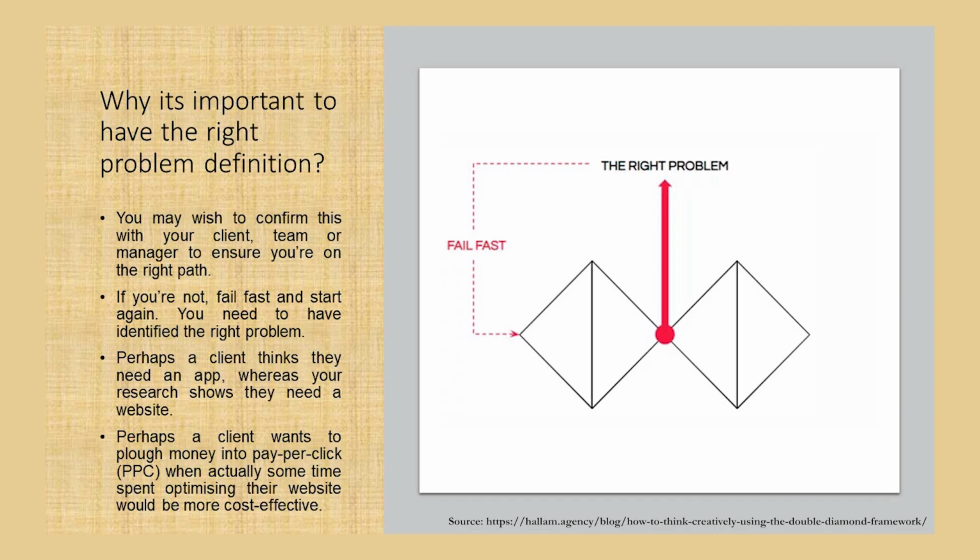Okay. So, another example of how this might help. Maybe a client wants to put a lot of money into pay per click. So, the client may be thinking that if they get a lot of advertising revenue through clicks, then they will be able to launch their product better, or sell more products. Whereas, your research might show that if they take their website and optimize it well, that might be more cost effective. Those sorts of insights you can get by trying to create the right problem definition.